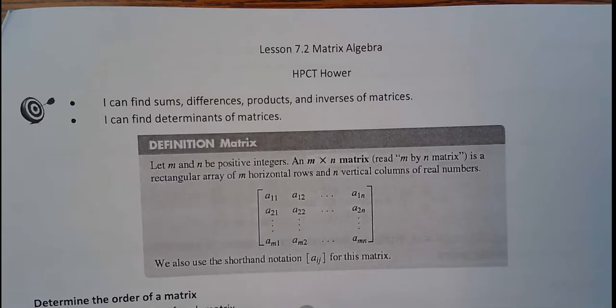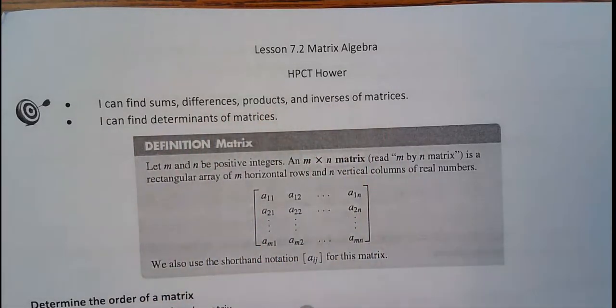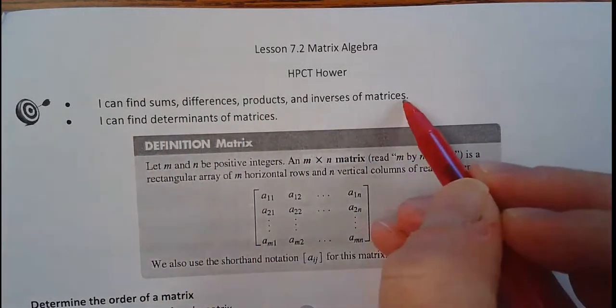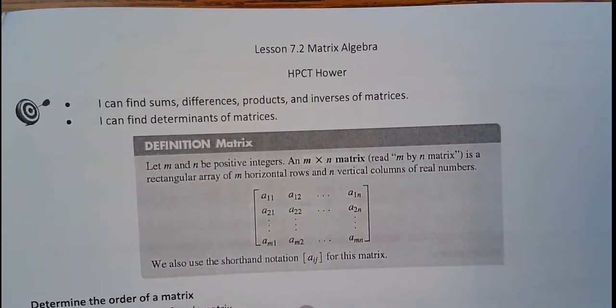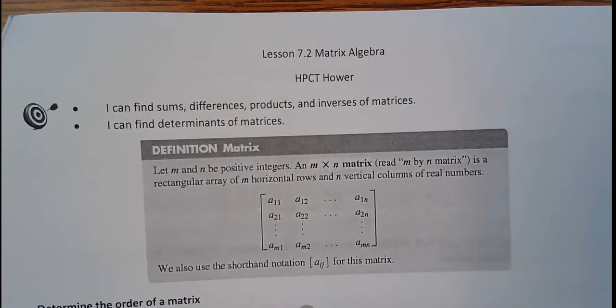So our learning target is I can find sums, differences, products, and inverses of matrices, which is just the plural form of a matrix. And then I can find determinants of matrices. So we're going to teach you what a matrix is and then have you do a bunch of operations with it. The cool thing is, for the most part, because matrices are made up of real numbers, they're going to take on a lot of the properties of real numbers too. Not all of them, but a lot of them.